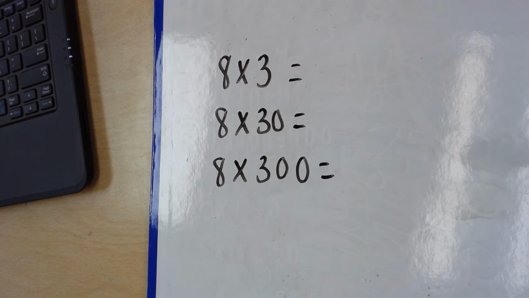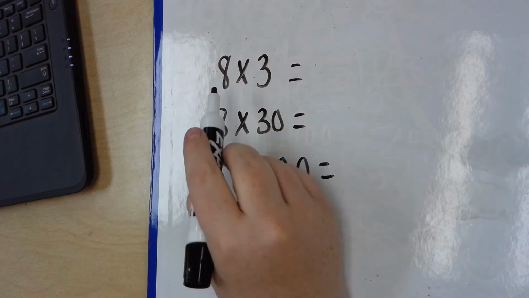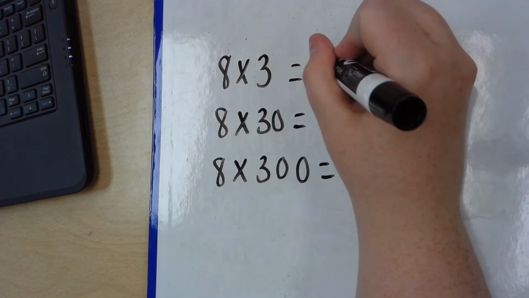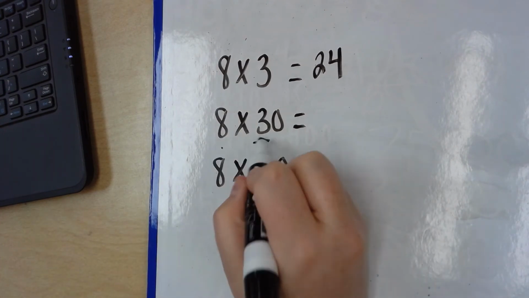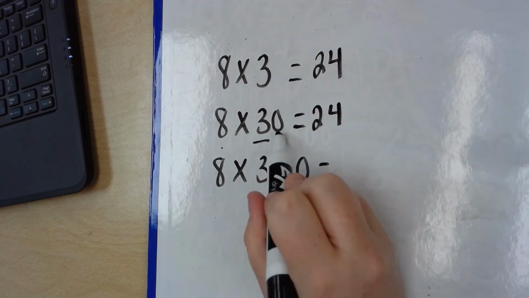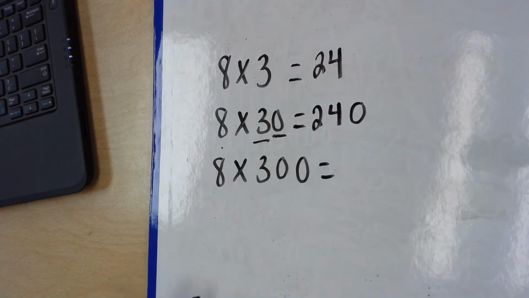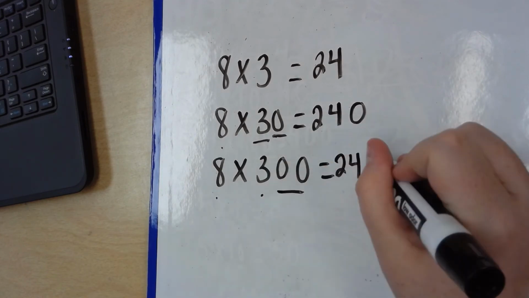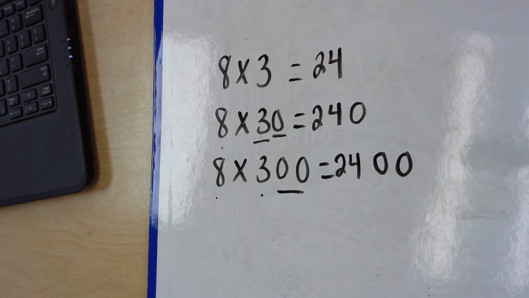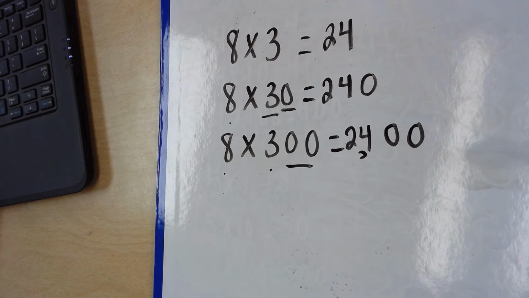You just have to know your multiplication facts, which is going to be a little bit of a struggle if we don't know our facts. So 8 times 3 is 24. There's no zeros, so we don't add any zeros. 8 times 3 is 24. You add 1 zero for 240. 8 times 3 is 24. You add 2 zeros and get 2,400.